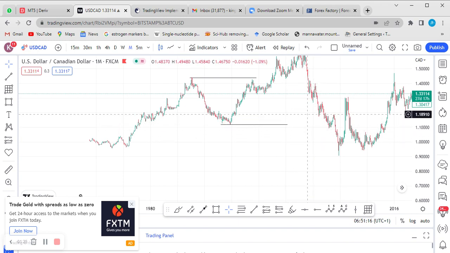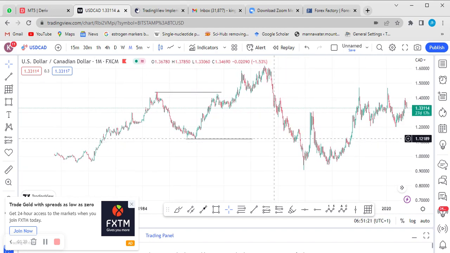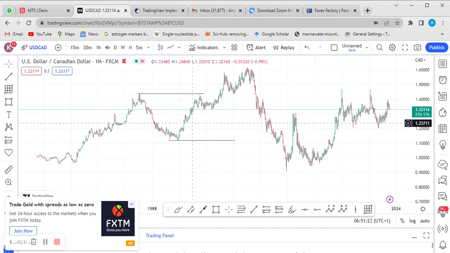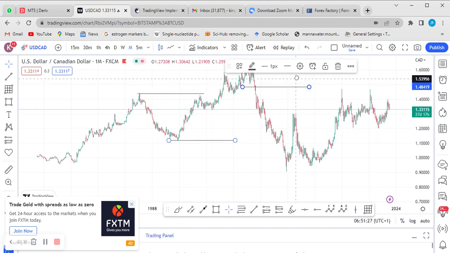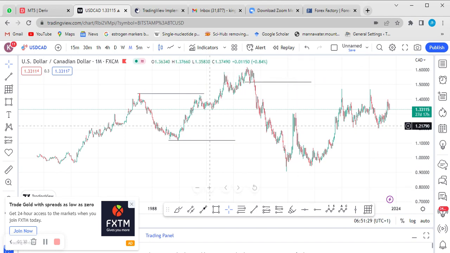We had liquidity cleared out here. We had all our buyers cleared out at this point. So which shows that we are now bearish on the USD CAD. We're bearish on USD CAD.